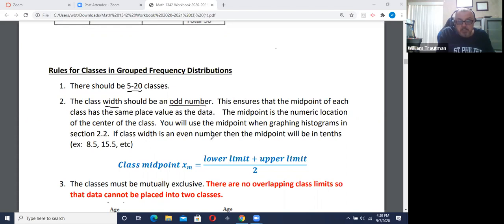If the class width is an even number, then the midpoint will be in tenths. Yeah, the midpoint will be a decimal. When we do this frequency table and graph it, we don't want those decimals. We want the midpoint to be an actual whole number. But like I said, it can be a decimal if we had to. Once again, here's the formula for the class midpoint that we just wrote down a little while ago.